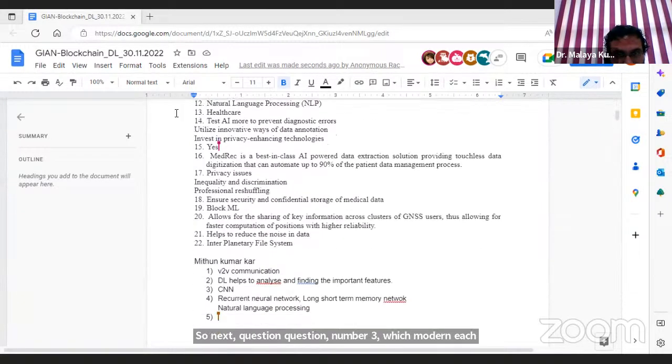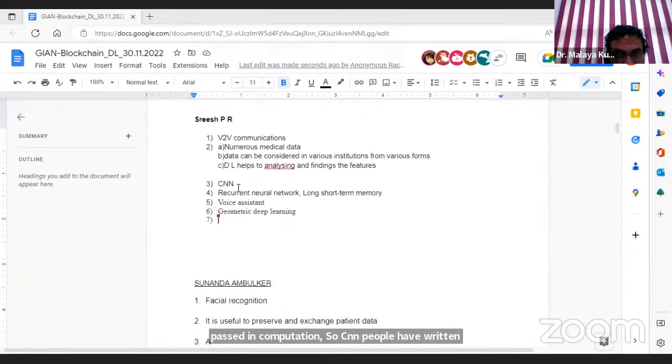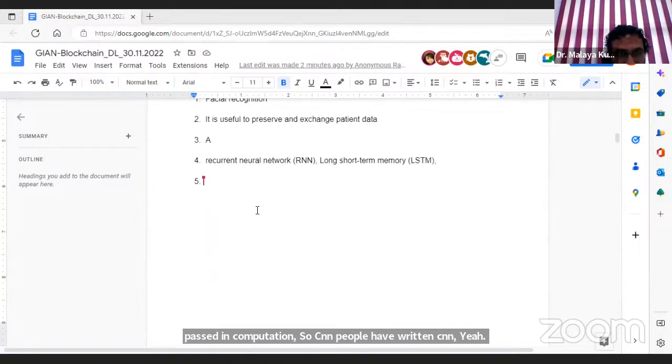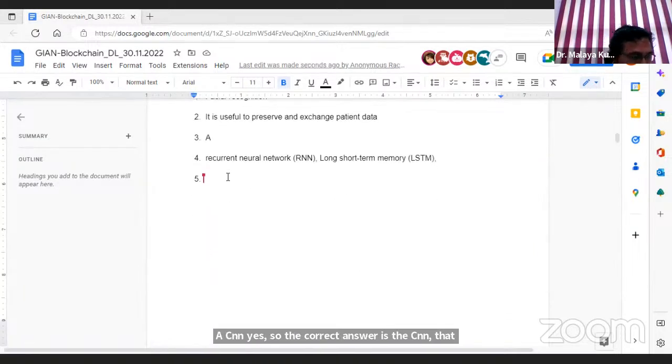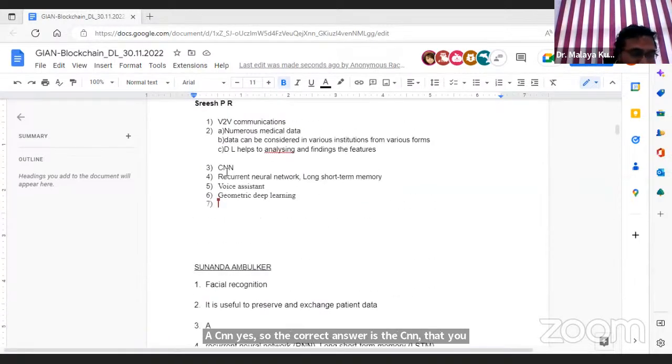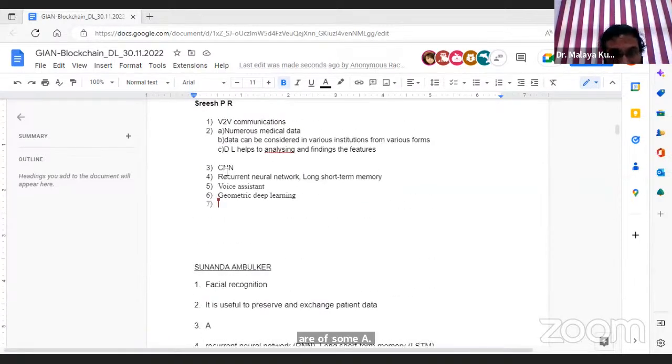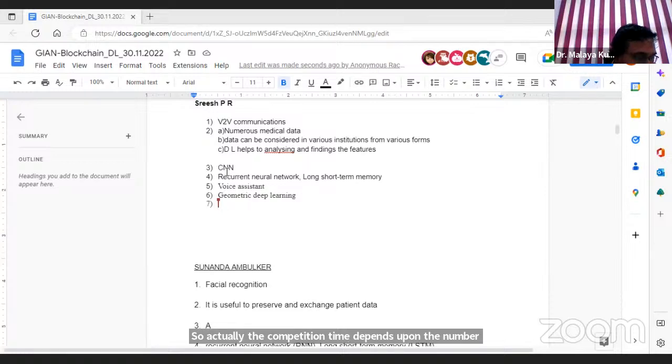So CNN, people have written CNN. Yes, so the correct answer is the CNN, that is option A. So actually the computation time depends upon the number of layers, that is learning parameters. If we increase the number of layers, obviously the computation increases. So in case of CNN, it is comparatively faster in computation compared to the gated recurrent unit, LSTM, as well as generative adversarial network, because CNN is simply a feed-forward network.